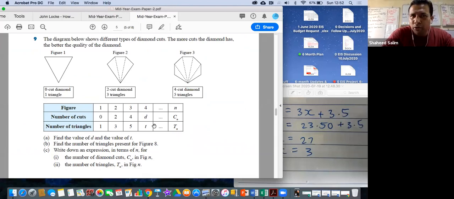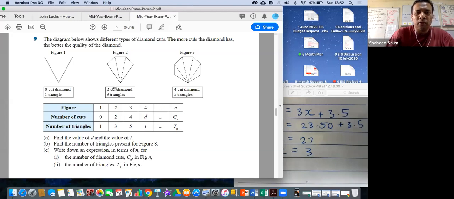So the diagram below shows different types of diamond cuts. The more cuts the diamond has, the better the quality of the diamond. Well, okay, that's what they say. So this 1 triangle, 0 cut. 3 triangles, 2 cuts. 5 triangles, 4 cuts. So can you see the relationship between the cut and the number of triangles?